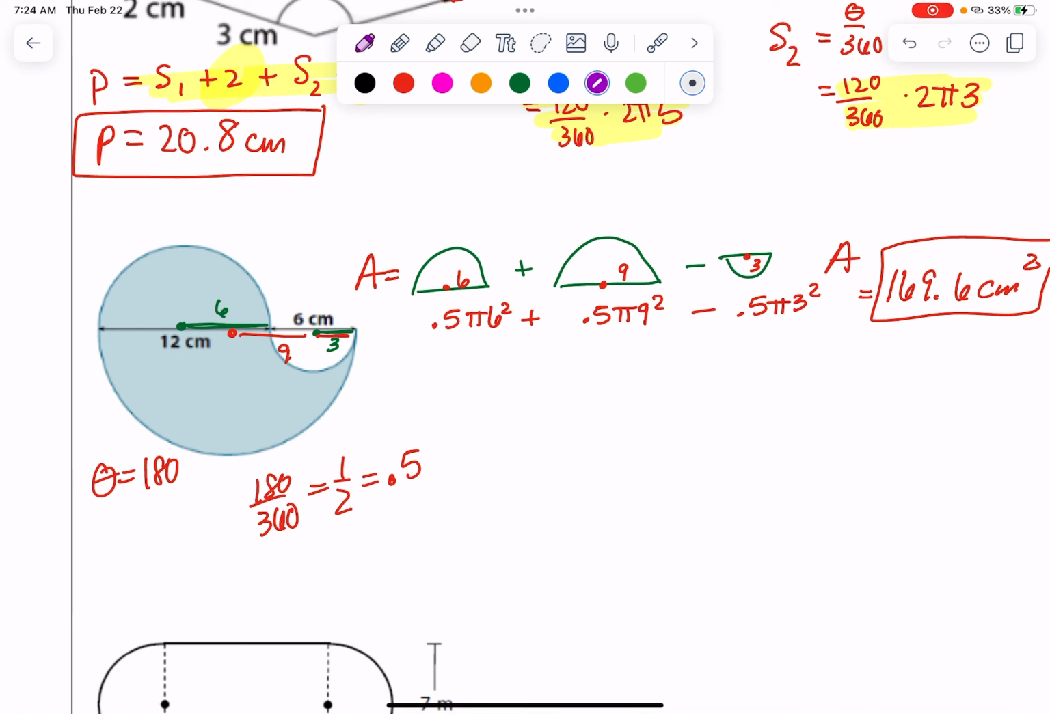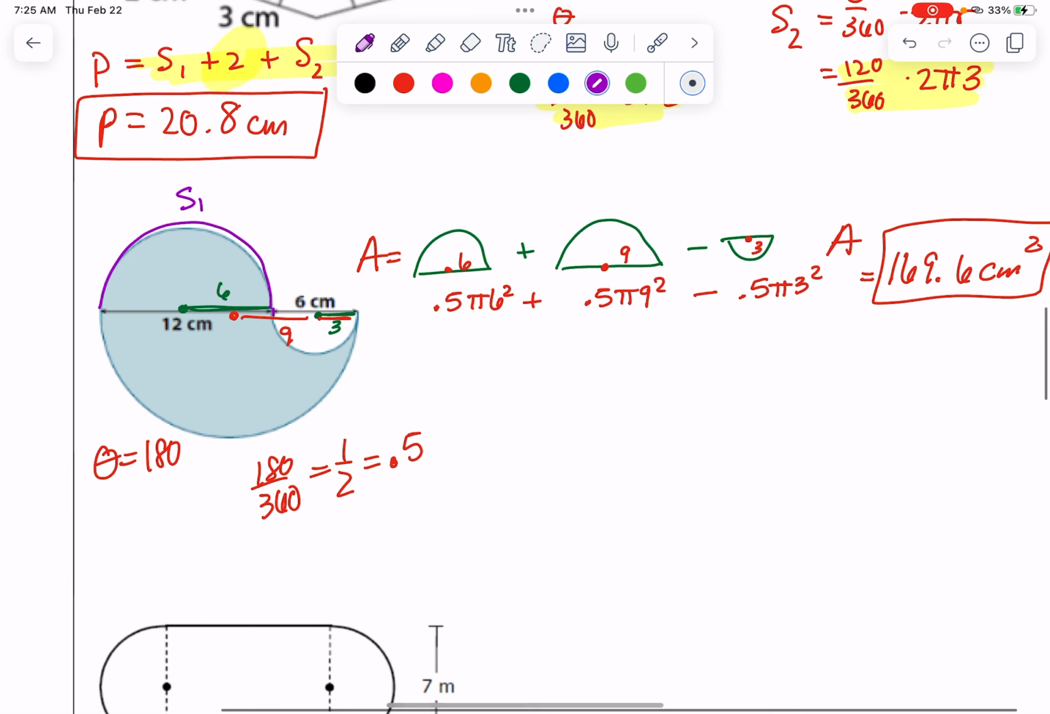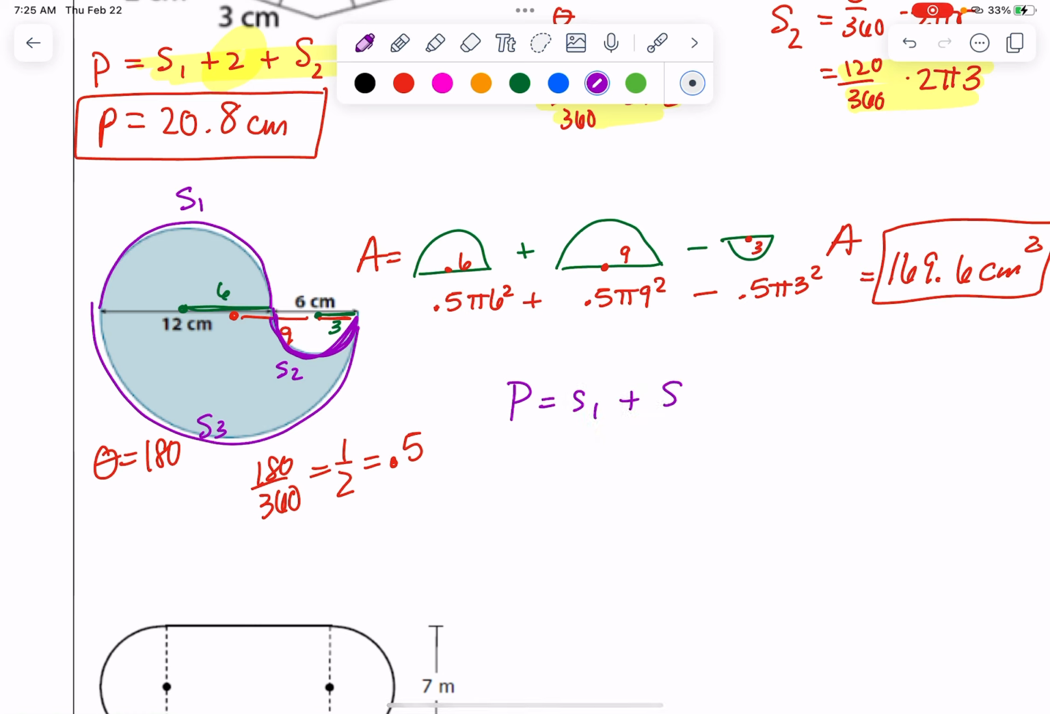To find the perimeter, we have 3. I have to go this far, so I do that arc. That's S1. And then I have to go this way. That's S2. I'm still going in there. Even though it goes inside, it's still going to be part of the fence. And then the last piece around is S3. So my perimeter is S1 plus S2 plus S3. Remember that S is the arc length.